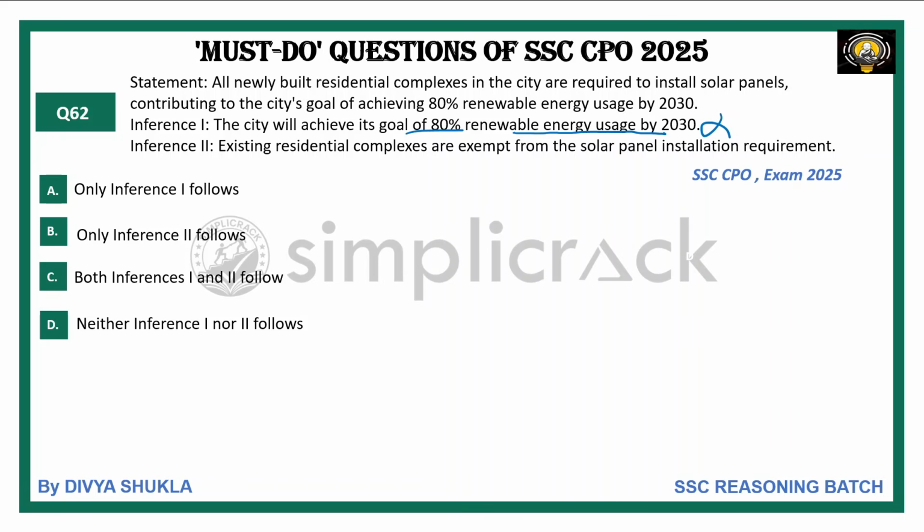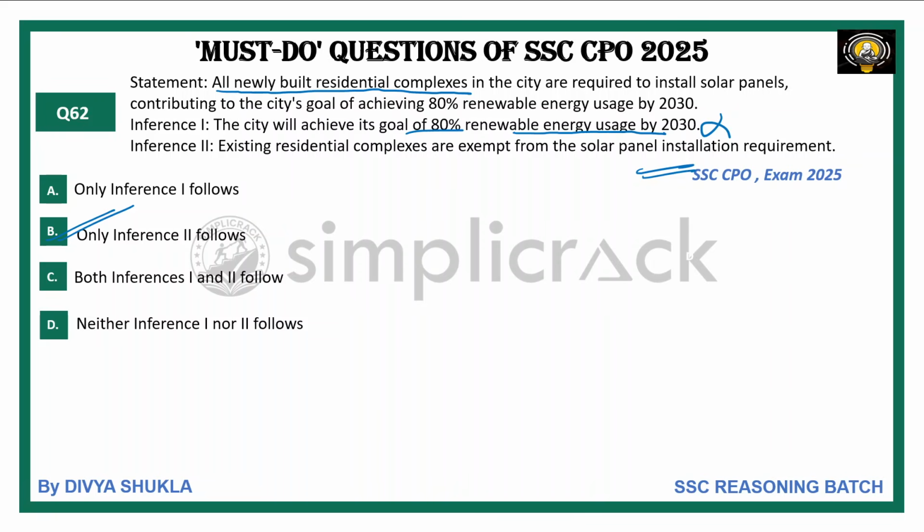Second inference: existing residential complexes are exempt from the solar panel installation requirement. Yes, I can infer this. Why? Because it is saying all newly built residential complexes, it is not talking about the existing ones. That is why option B is the correct answer for this question.